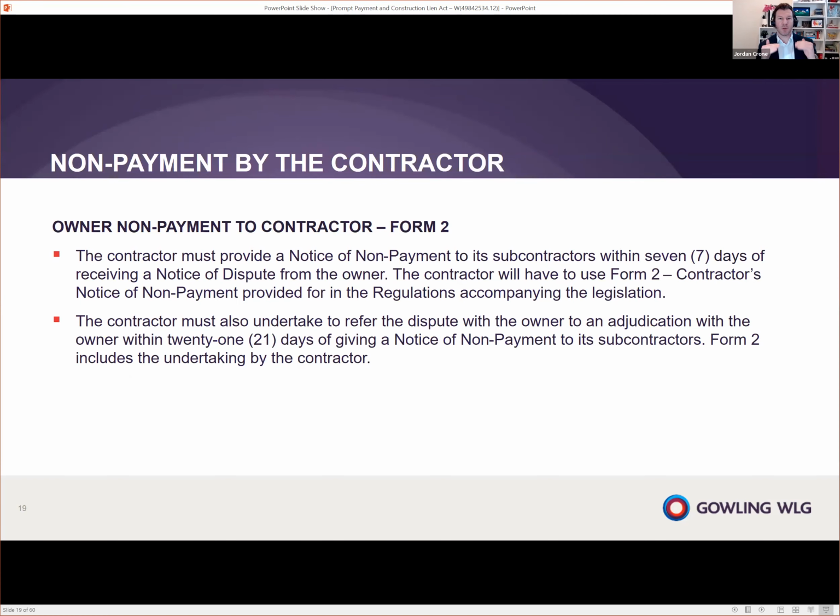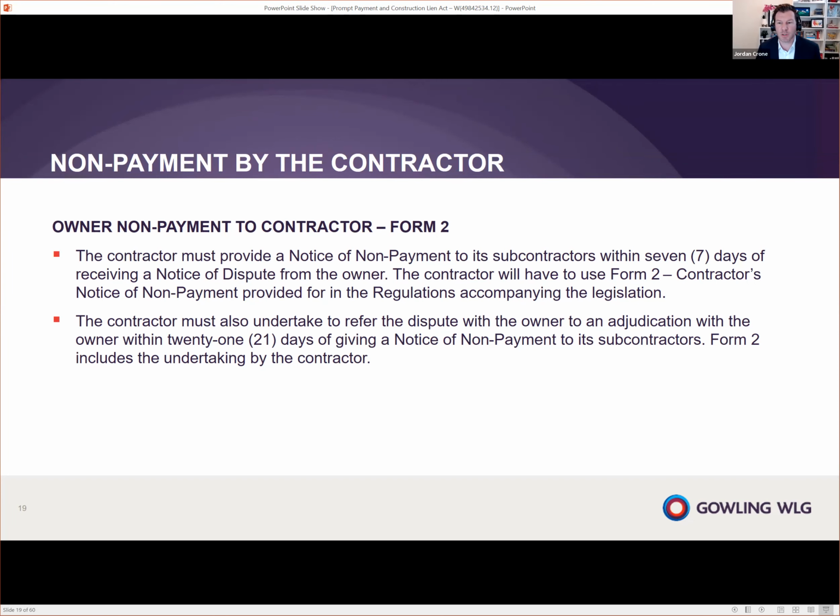So Form 2. So we have a Form 1 going from the owner down to the contractor. The contractor is going to issue a Form 2 down to its subcontractor. So this is coming directly from the contractor. They're going to have to issue this within 7 days. And they're going to have to use Form 2. Okay. In these cases, you all have to use the forms as they're provided for in the regulations.